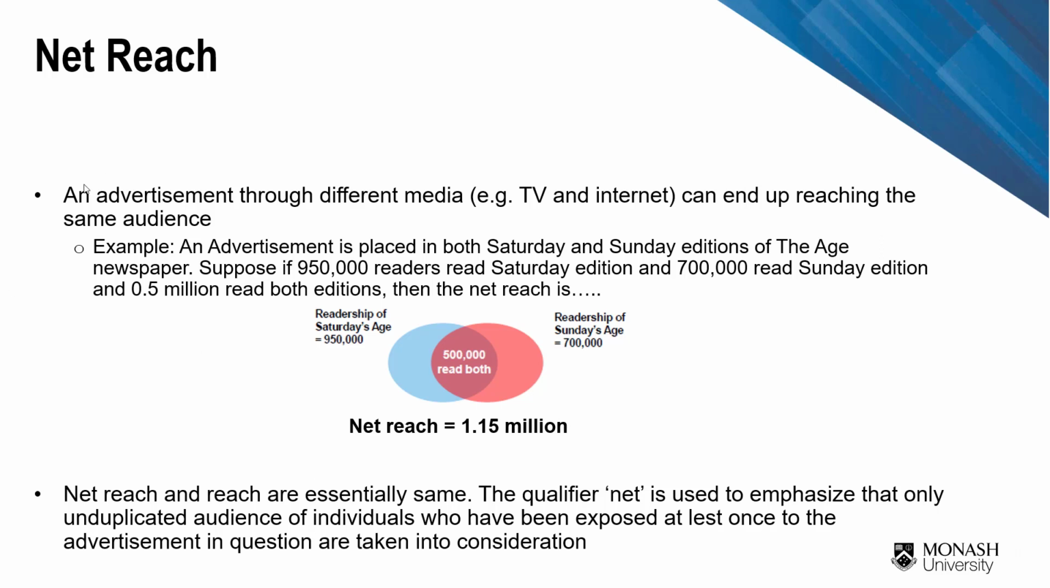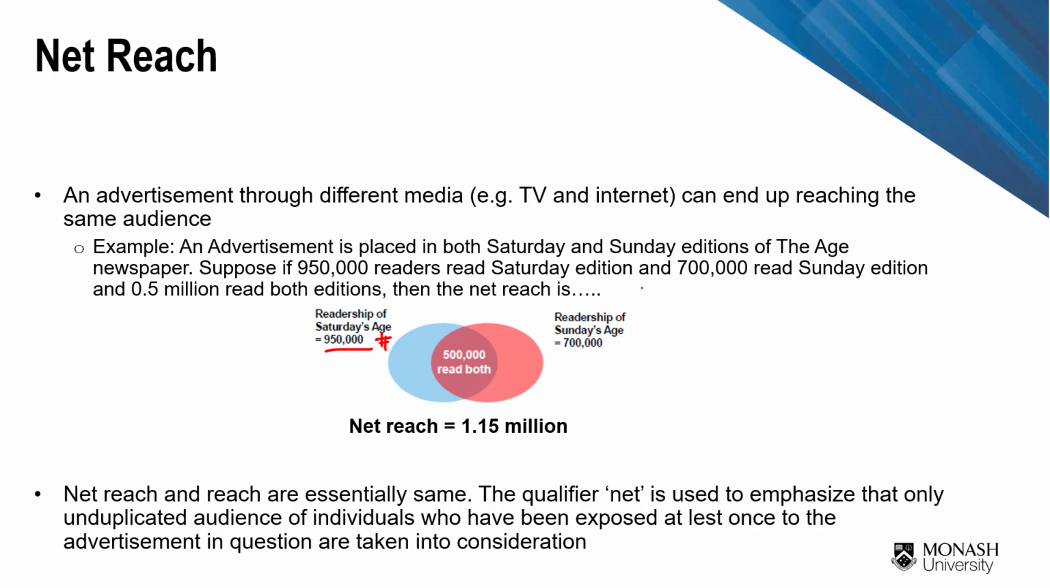So net reach is basically the idea that different advertisements can have the same effect. What do I mean by that? Say you place an advertisement in Saturday's Age and Sunday's Age, so basically you place the advertisement on the weekend. Those people who read Saturday, let's say they are 950k. So there are 950k people who are going to read your advertisement.